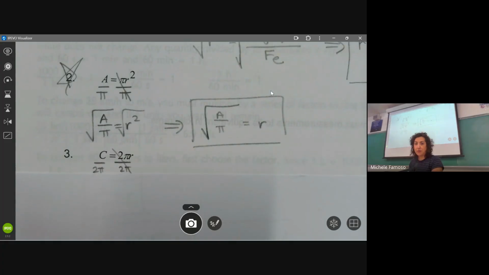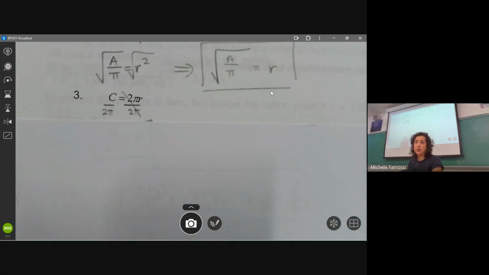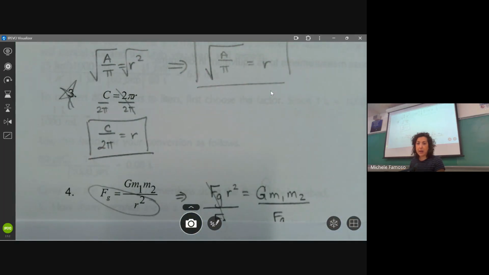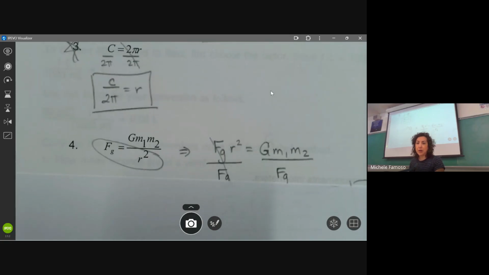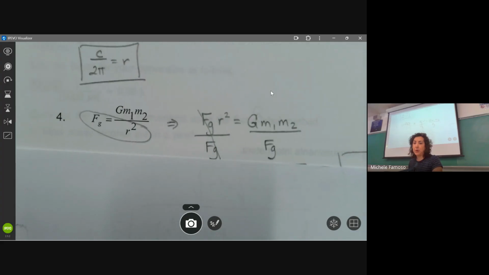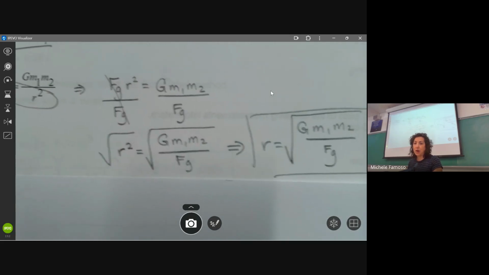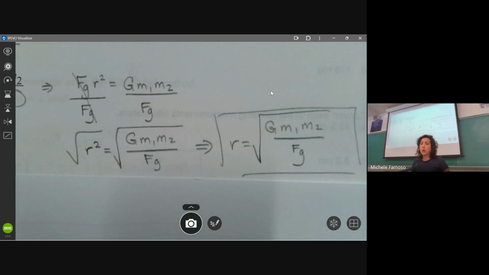Number 3 is the circumference of a circle. I'm going to divide both sides by 2 pi, giving me c over 2 pi is r. Number 4, I got to cross multiply first. Get the r squared out of the bottom. So F G r squared is G M1 M2. Then you divide both sides by F G. Then I got to take the square root of the r squared, giving me r is the square root of G M1 M2 over F G.